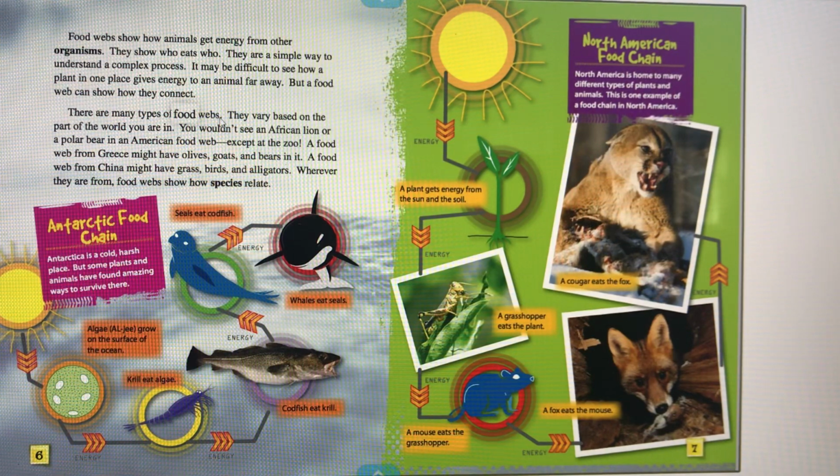There are many types of food webs. They vary based on the part of the world you are in. You wouldn't see an African lion or a polar bear in an American food web, except at the zoo. A food web from Greece might have olives, goats, and bears in it. A food web from China might have grass, birds, and alligators. Wherever they are from, food webs show how species relate, and how they're the same and how they're different. This is an Arctic food chain and a North American food chain.